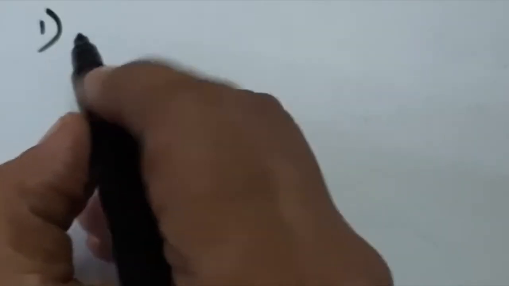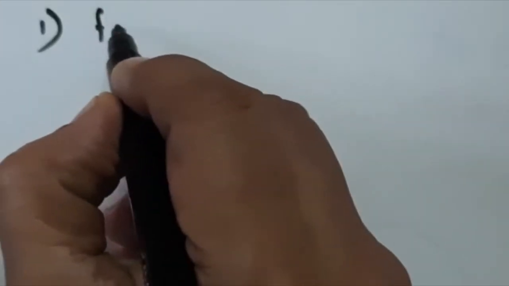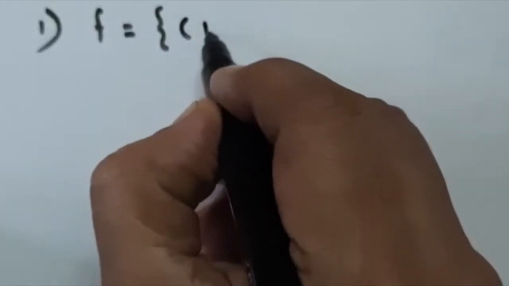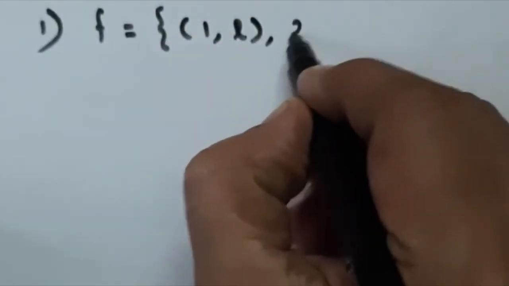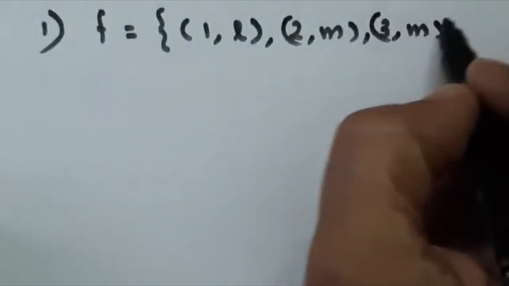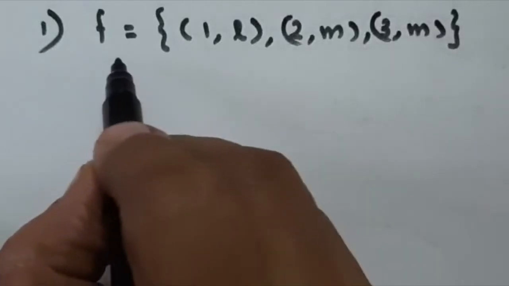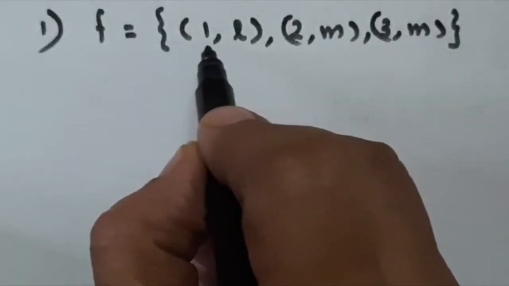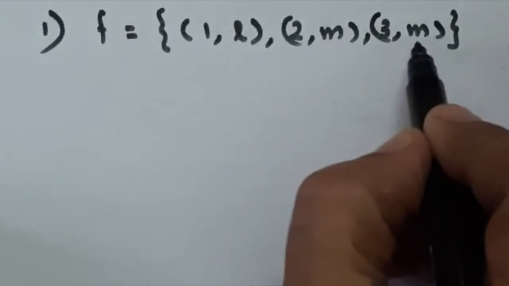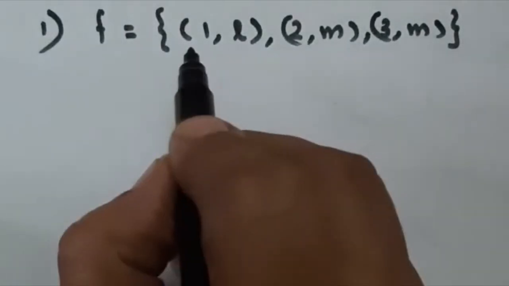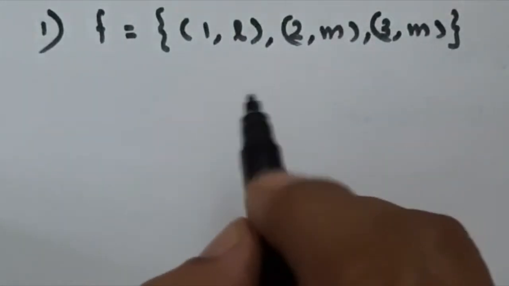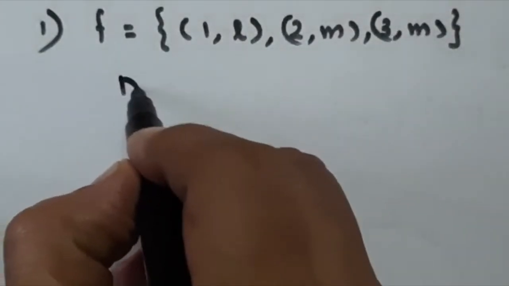The first example: let F be denoted by the set of ordered pairs (1, L), (2, M), and (3, M). See this rule or relation by which the element 1 is associated to L, 2 is associated to M, and 3 is associated to M. That is, each element is associated to a unique element and hence it's a function. Definitely it's a function.